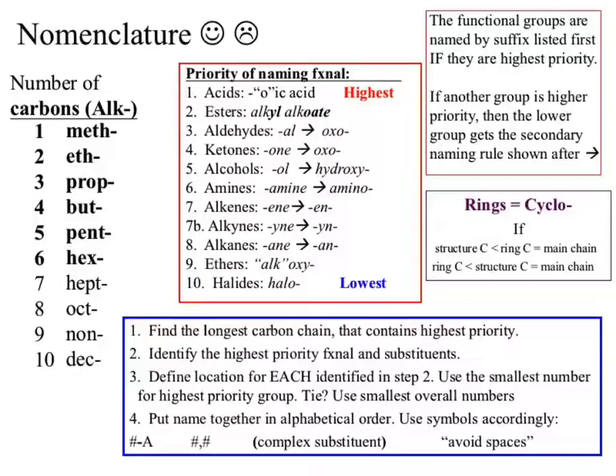In blue, we have our bulk rules on how to put it together. Find the longest carbon chain that contains your highest priority functional group. So you need to know your functional groups. Okay? Identify the highest priority functional group and all the substituents. Define the location for everything identified in step 2. Put the name together in alphabetical order.